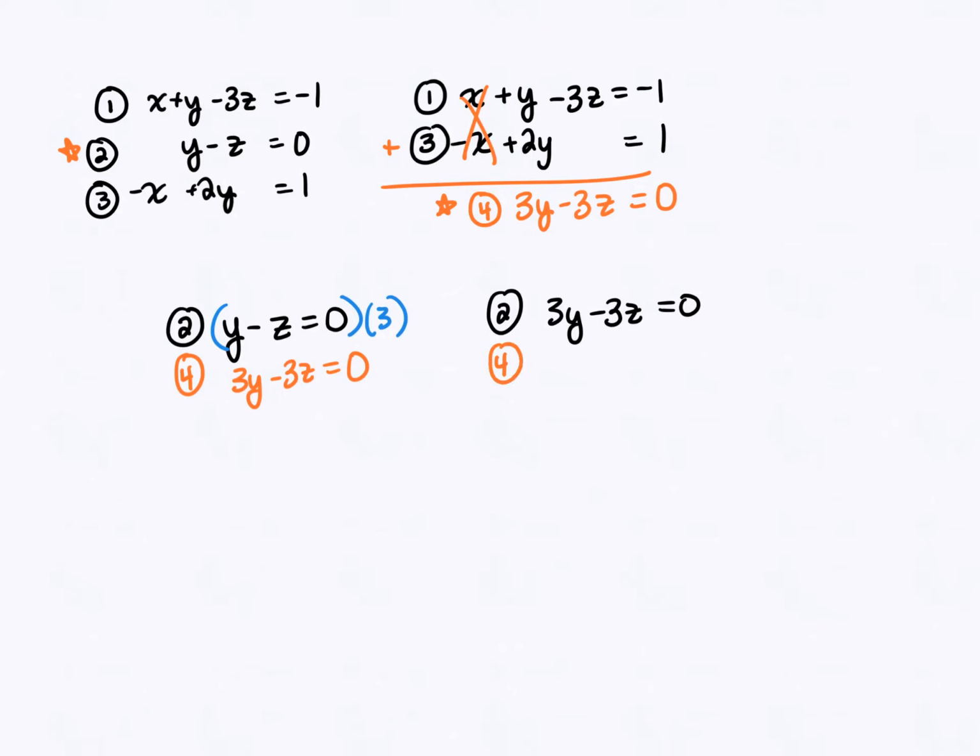And equation 4, wait a minute. Those are the same exact equation. So if I were to add these together, I get 0 equals 0. Now, that's very different than what we talked about a few minutes ago, right? I'm not getting like 4 equals 0, which is not a true statement. 0 equals 0 is true all the time.